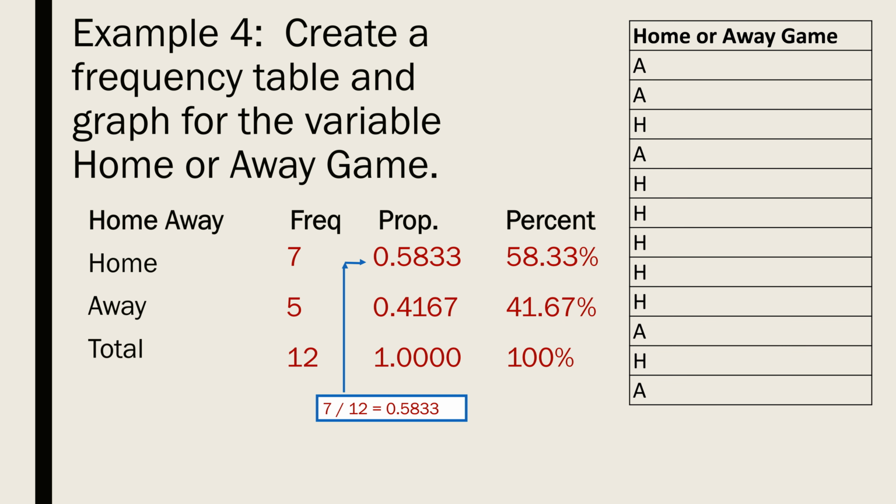Here is example 4. This is an example about home games and away games. First, you need to know how to calculate the proportion based on what we call a contingency table. 58.33% is calculated as 7 divided by 12. And this proportion is calculated as 5 divided by 12. The total percent is straightforward. It's just 12 divided by 12.